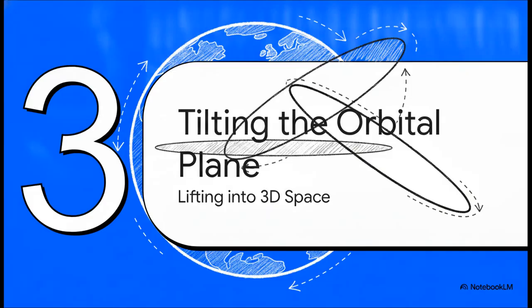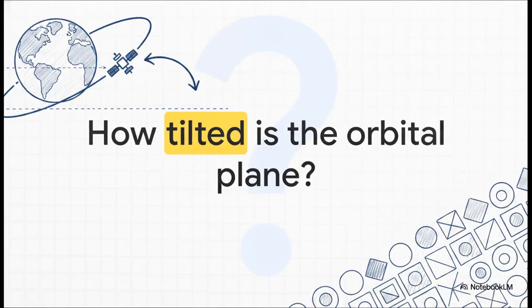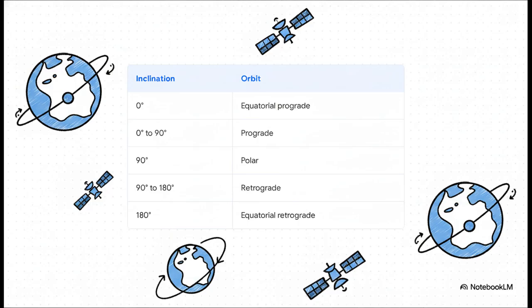All right, part 3, tilting the orbital plane. Let's lift this thing into 3D space. Imagine taking that flat ellipse we just drew and laying it flat on a table, where the table represents Earth's equator. Now we have to ask, how tilted is this orbital plane? We absolutely need to know this exact angle to figure out what parts of the globe the satellite is actually going to fly over. Inclination is what measures this tilt relative to Earth's equatorial plane, ranging from 0 to 180 degrees.